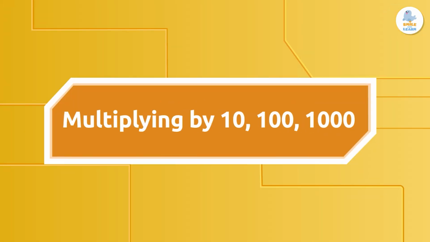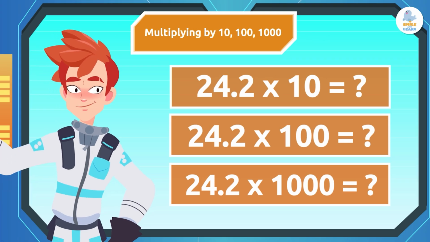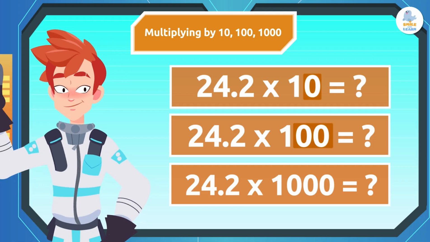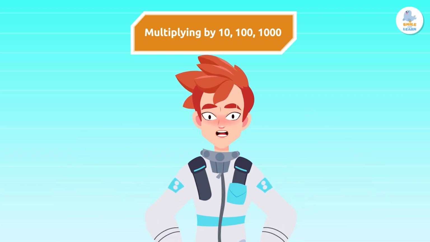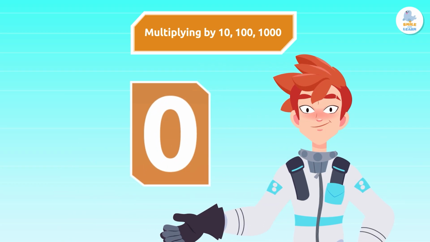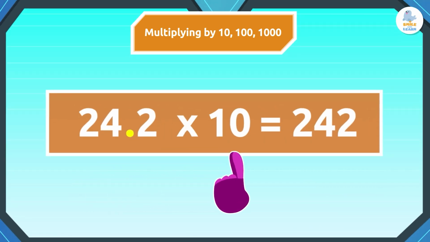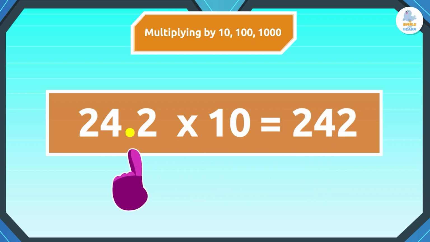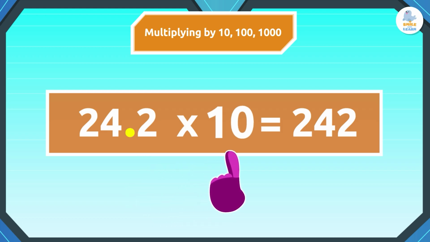Multiplying a decimal number by 10, 100, or 1000. This is the easiest and fastest way. Just move the decimal point to the right as many places as there are zeros in the number. What if there aren't enough digits? No problem, just add zeros. For example, 24.2 times 10 equals 242 because all we have to do is move the decimal point 1 place to the right, since 10 only has 1 zero.